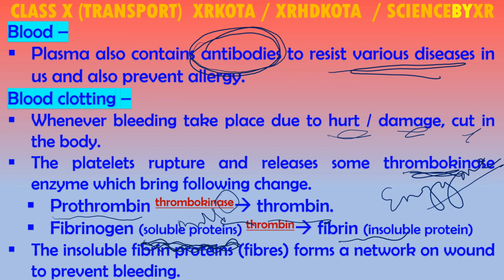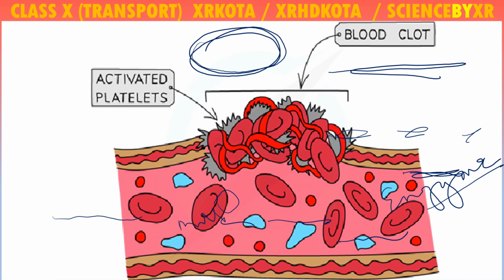The insoluble protein, that is the fibrin, forms a network on the wound and prevents the bleeding. Let us see how. Here, let me take blue. These fibers here are the fibers of fibrin, and this fibrin forms a thick network, and the RBC and WBC get stuck in it, and then the bleeding stops. So this is how blood clotting takes place.